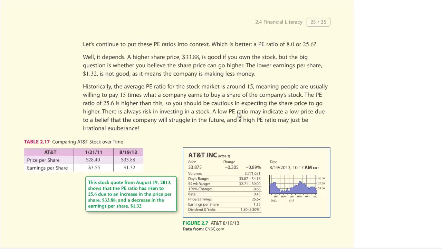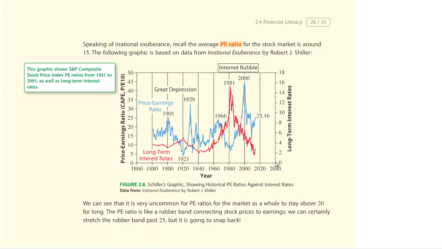So when your PE ratio is up at 25, you should be cautious in expecting the share price to go much higher. So high PE ratio is not good. Low PE ratio tends to be better, but it's not a hard and fast rule, right? Too low could also mean there are problems. And that's what the guys on Wall Street make all the money for, is figuring out how these things work.